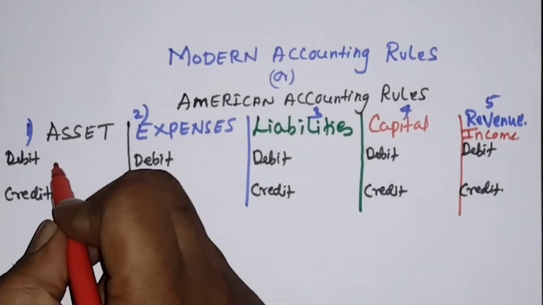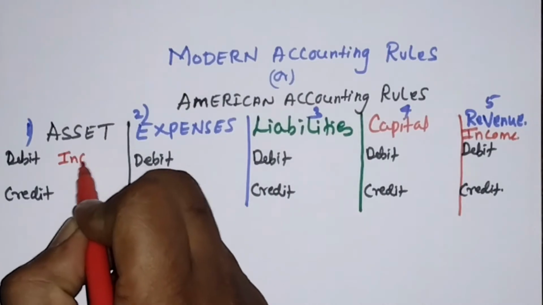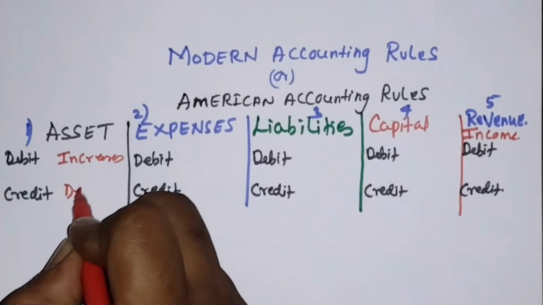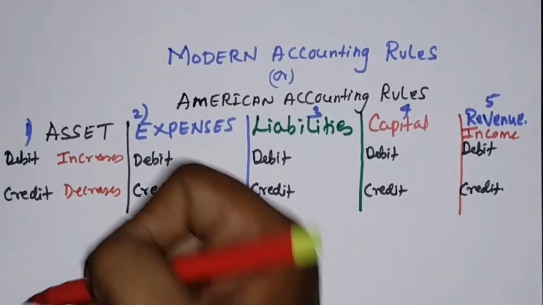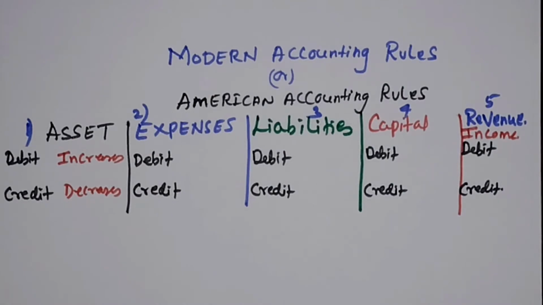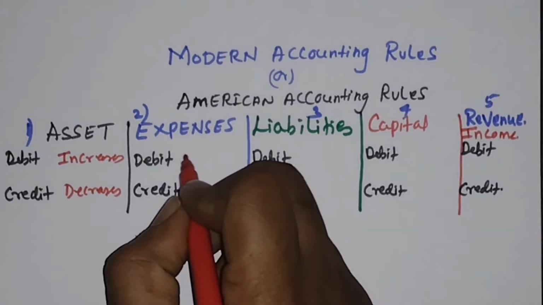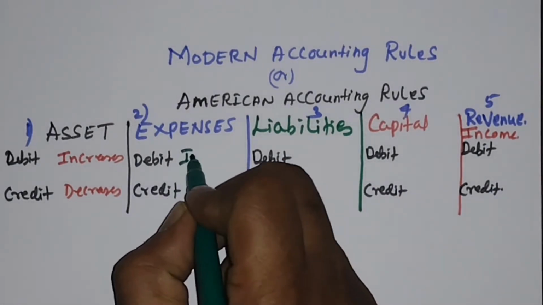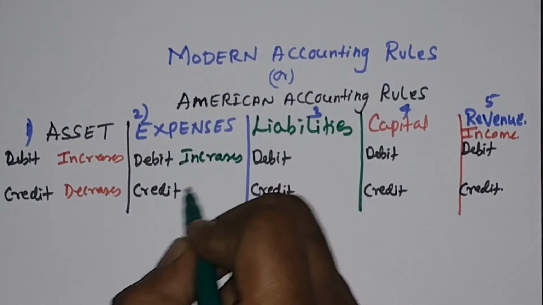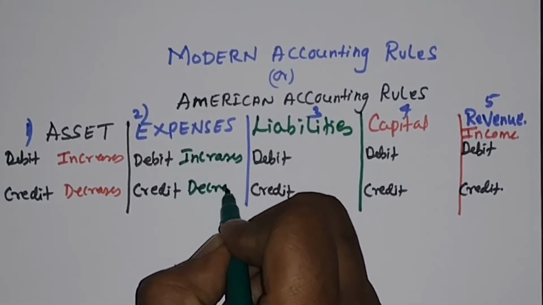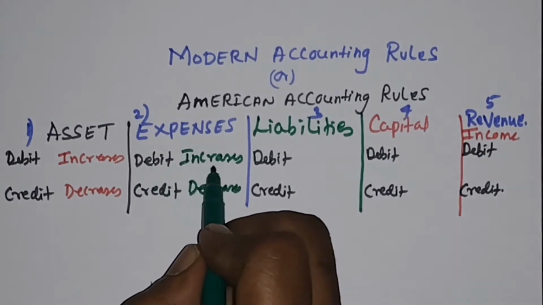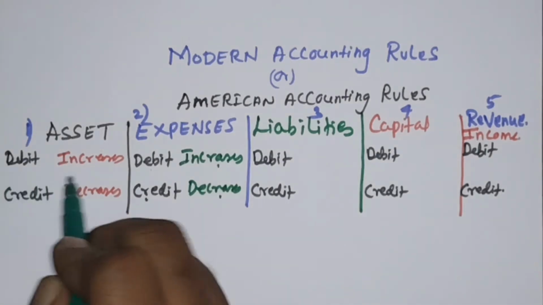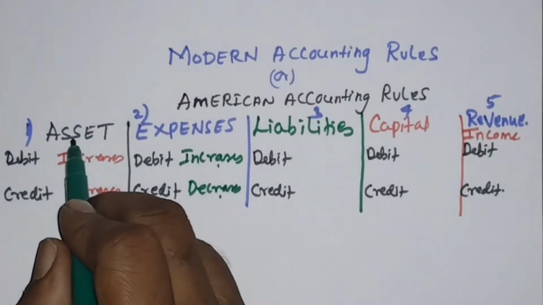First one is asset: debit increases and credit decreases, and I have given a detailed explanation in the further coming videos. Next one is expenses: debit increases and credit decreases. It means debit increases expenses, credit decreases expenses. Asset: debit increases asset, credit decreases asset.